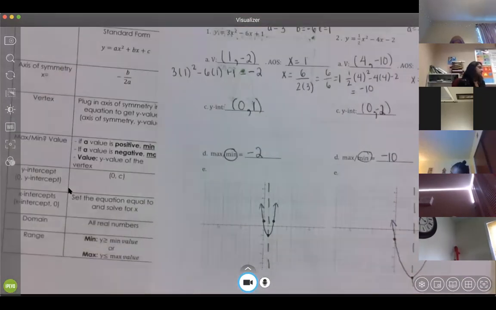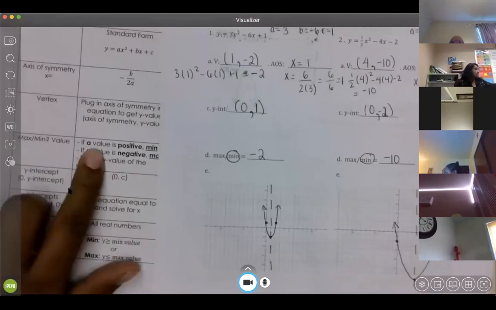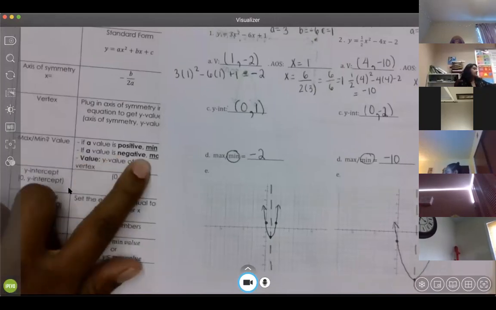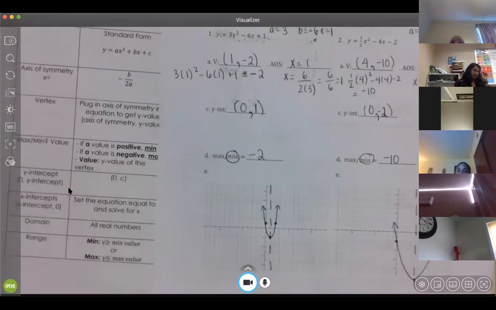Any other questions? Can you go over the maximum and minimum again? Yeah, so it's all dependent on your A value. So if your A value is positive, you're going to have a minimum. If your A value is negative, you're going to have a maximum. And then how do you get the number? It's just the A value? It's the y value of the vertex.